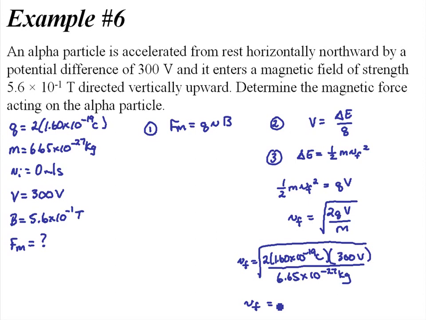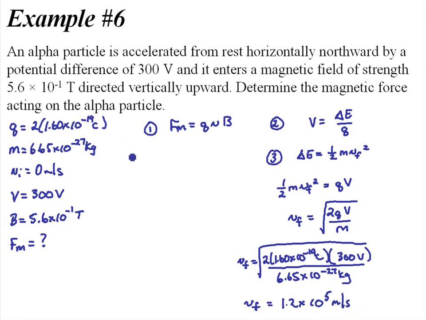2 times 1.6 to the exponent negative 19 times 300 divided by 6.65 to the exponent negative 27. Don't forget to take the square root, because I just about forgot to do that as well. And I get a velocity, and I'm going to round this, but I'll keep that actual number on my calculator for doing the force question. But this is 1.2 times 10 to the 5 meters per second.